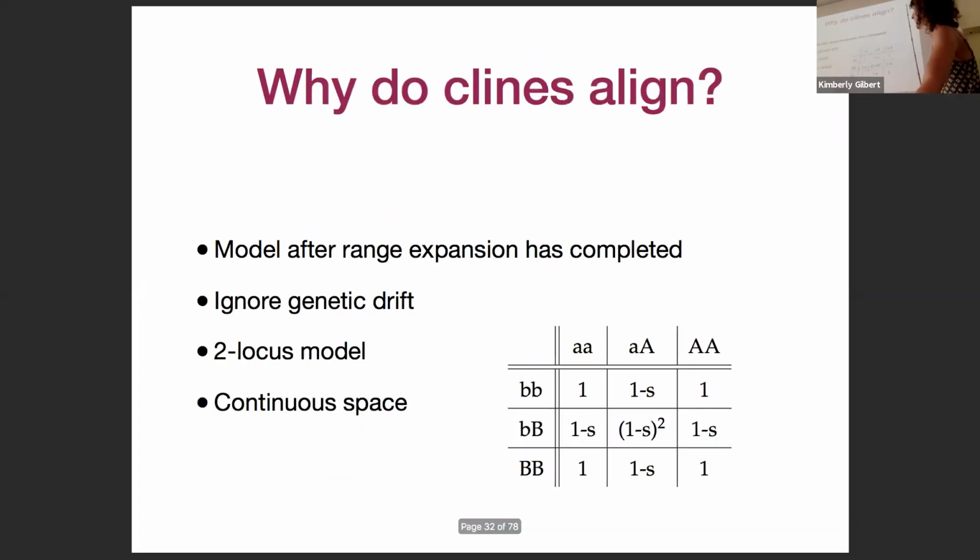Here Antoine and Stefan also did some very nice math to understand how we can explain the fact that these clines approach each other and align in space. We'd have a model where we look at after a range expansion has completed and these clines already exist independently of each other. For now, we're going to ignore genetic drift and just look at 2 loci in continuous space.